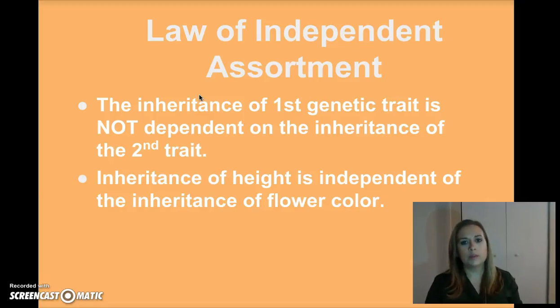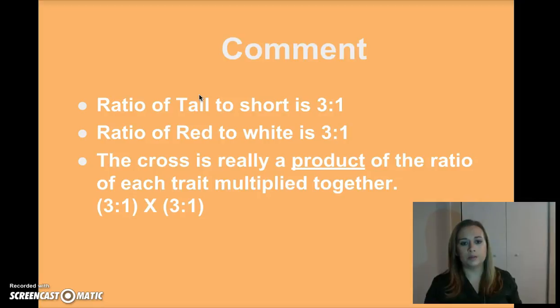So real quick, I want to talk about the law of independent assortment. And this says that the inheritance of the first genetic trait is not dependent on the inheritance of the second genetic trait. So with the example that we just talked about, height is independent of flower color. So you can be tall and red, or tall and white, or short and red, or short and white. So you can have all of the different combinations possible.